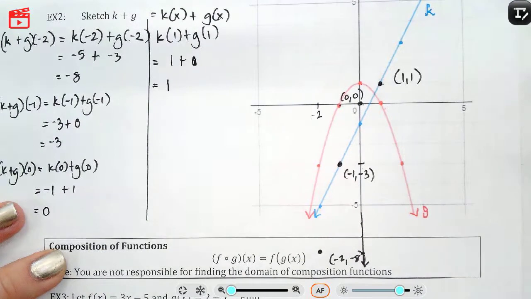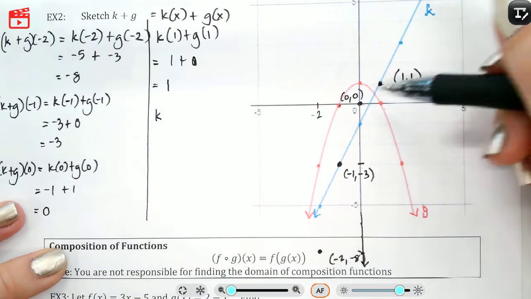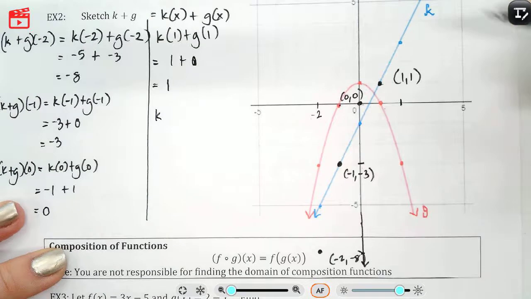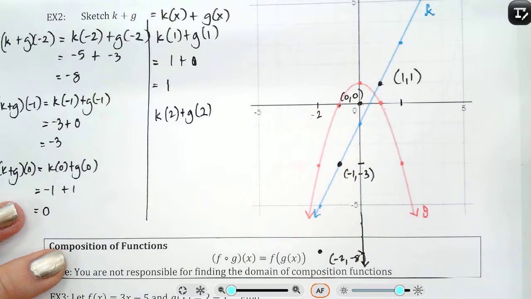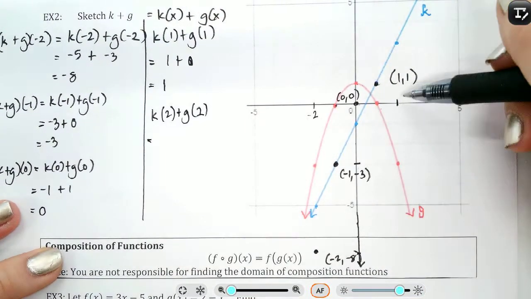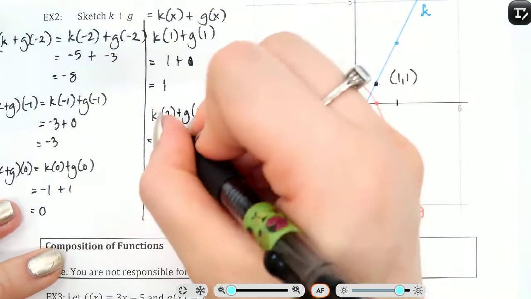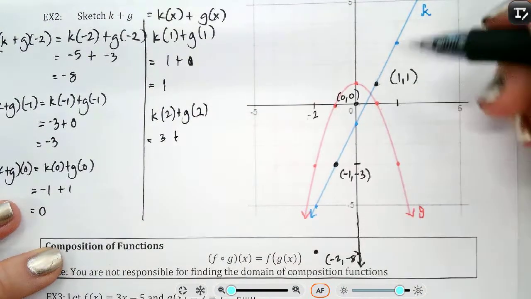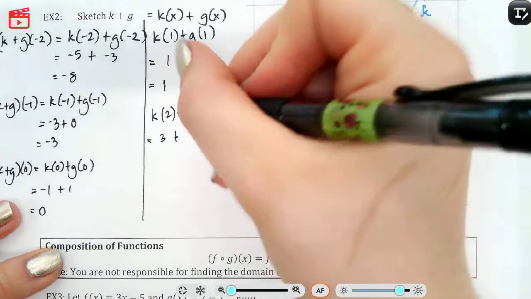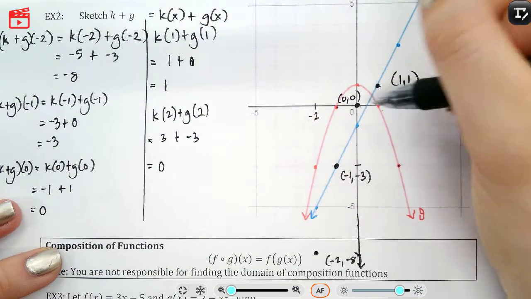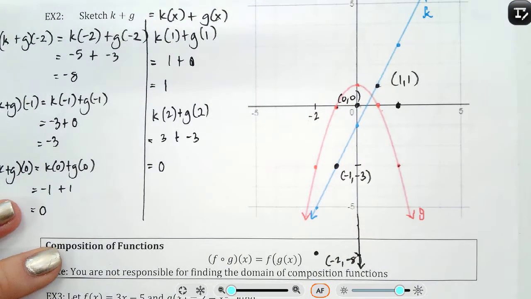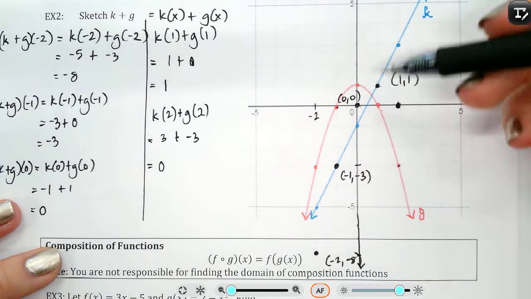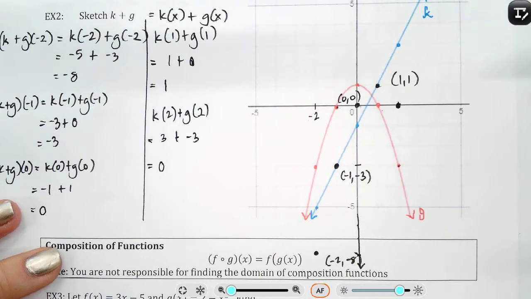Okay. And then let's see. Our next value is going to be 2. K of 2 plus g of 2. K of 2 is 1, 2, 3. G of 2, let's see, g of 2 is going to be -3. So we get 0. So the answer is 2, 0. Okay, and there we go.